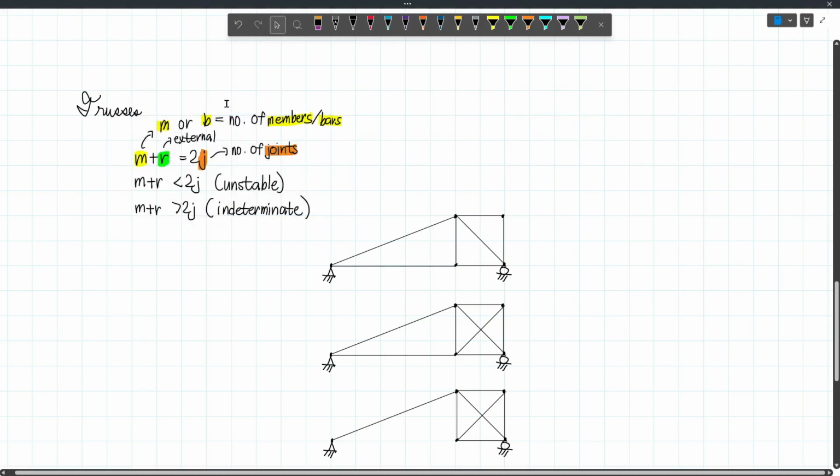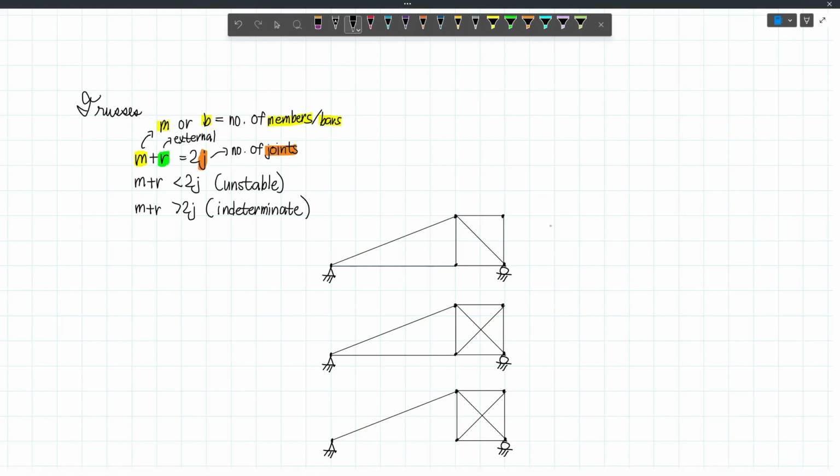Here, M is the number of members or bars. R would be the number of external reactions. And then J is the number of joints. Now, we have 3 cases. This encapsulates everything. Now, let's consider this first one.